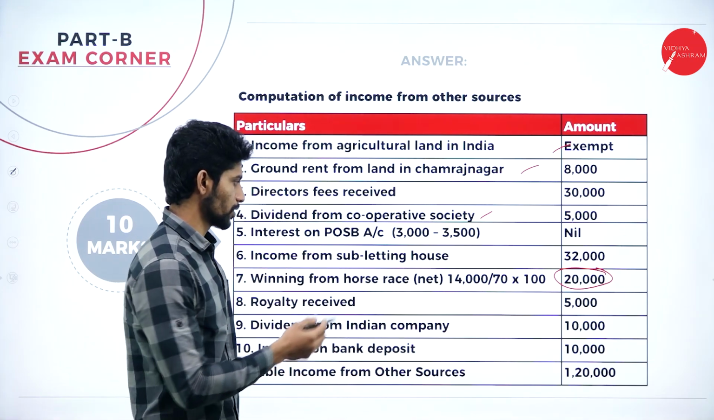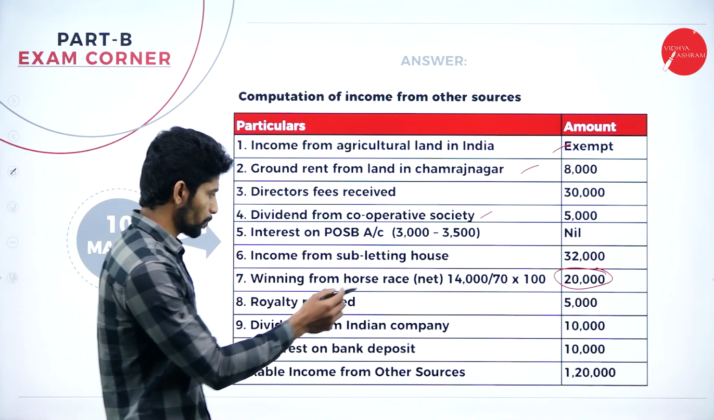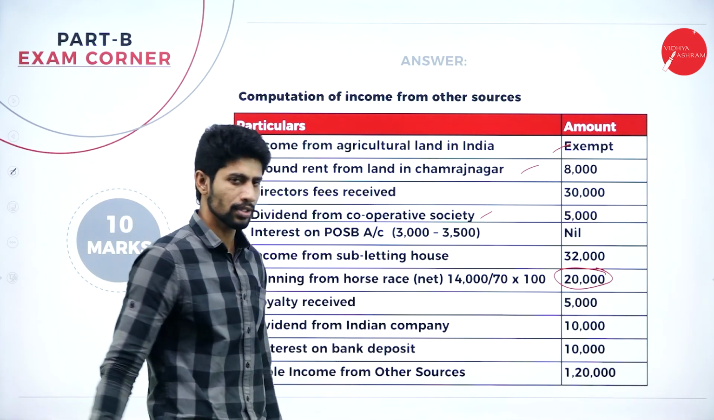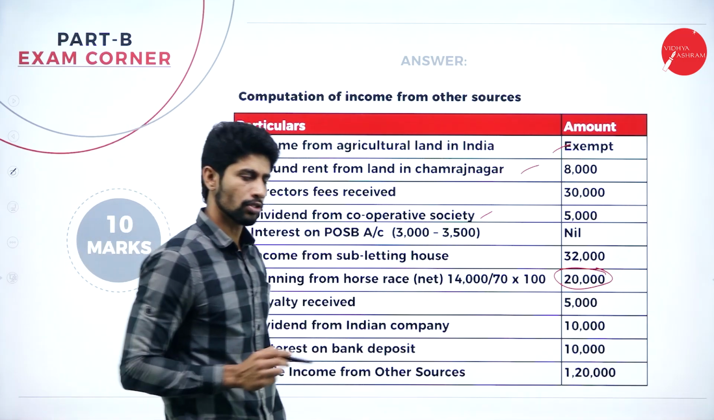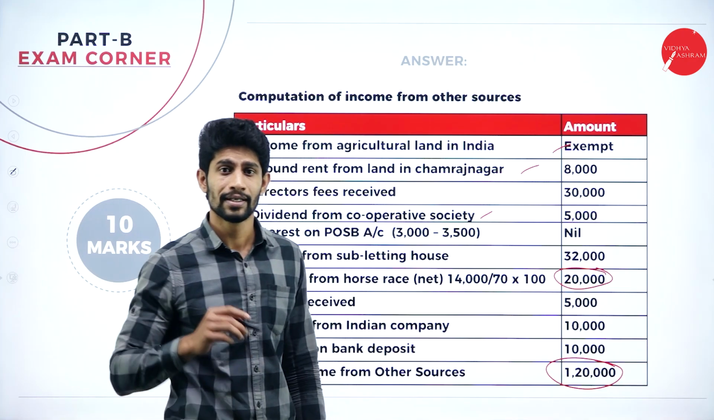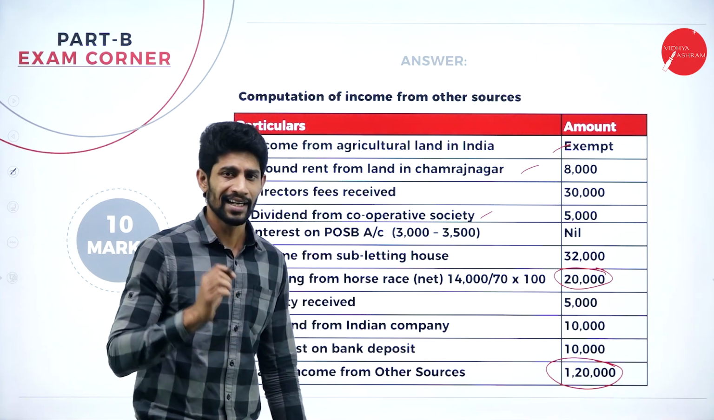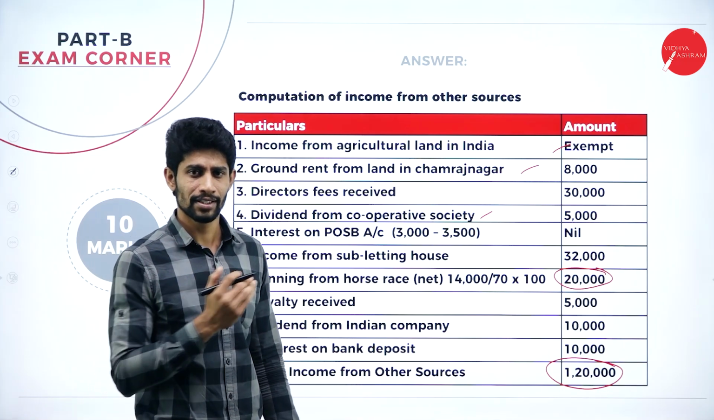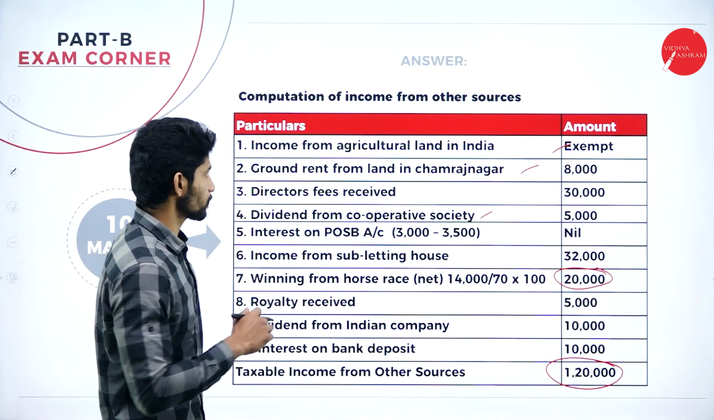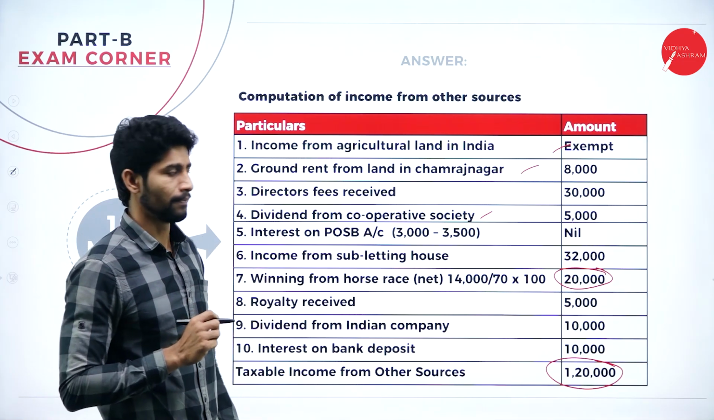Next, royalty received is rupees 5,000. Dividend from Indian company is rupees 10,000. Interest on bank deposit 10,000. Total the amount column, you will get the total. That total is called what? Income from other sources. So it's very easy and you can easily score 10 marks if you attempt this problem. And compulsorily you will be asked this question in the main exam.